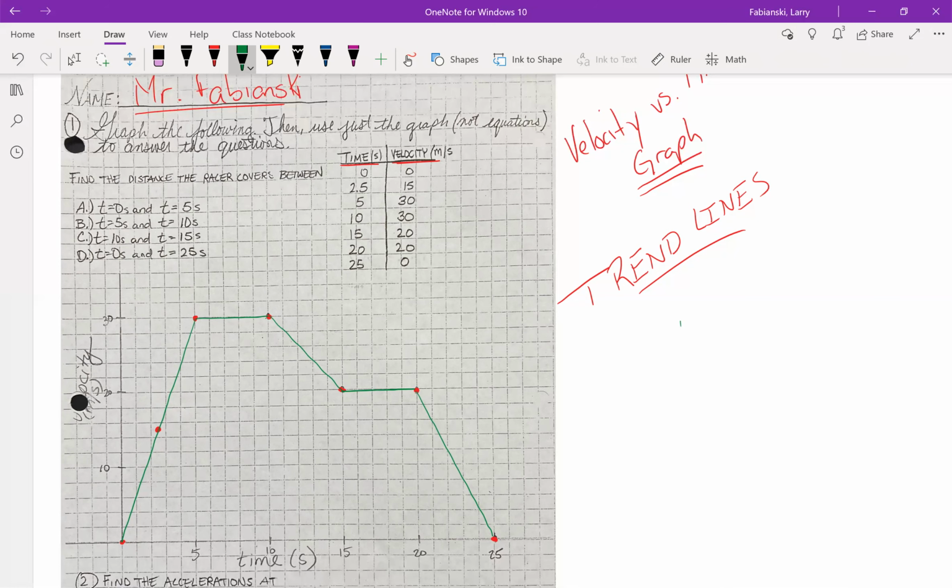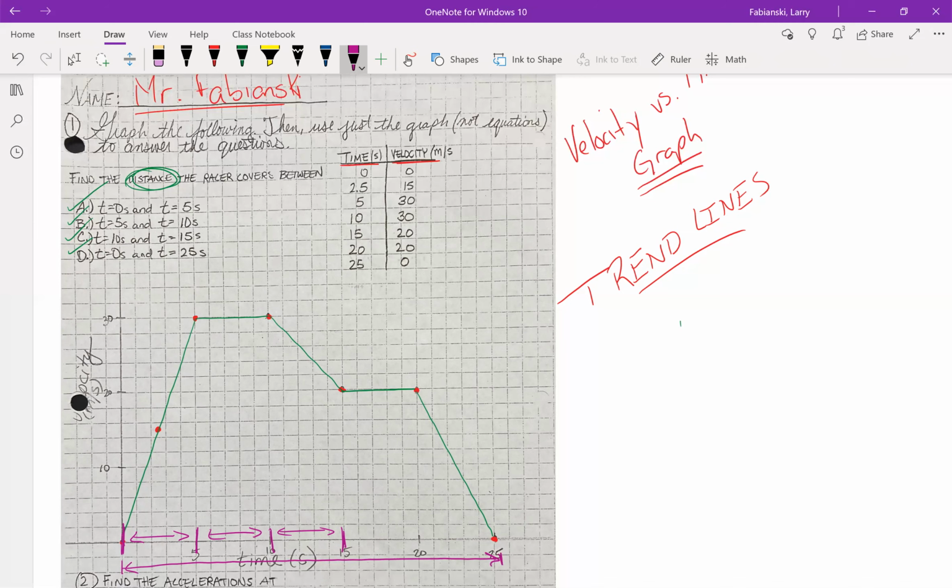So we have our lines now drawn, and we see we have these intervals. And what we want to do is we want to find the distance covered over the intervals A, B, C, and D. Those intervals are from 0 to 5. We have another interval from 5 to 10. We have another one from 10 to 15. And then our last one includes the entire length from 0 to 25.